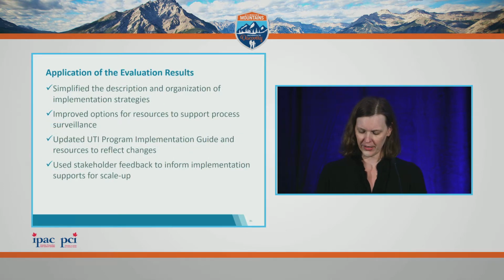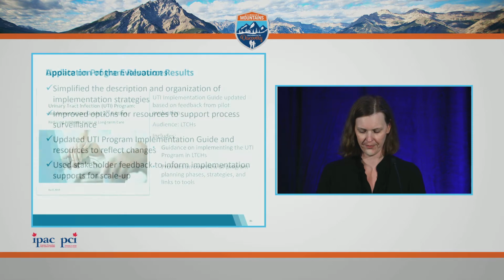We learned from the evaluation that we needed to improve some next steps, and so we spent the last year working through a number of considerations. We simplified the description and organization of the strategies so that people would find them much more user-friendly than how we had listed them before. We improved options for resources to support process surveillance. We updated our UTI program implementation guide and our resources to reflect all the changes and recommendations we had received. An important part was that our stakeholder feedback really informed all of the supports that we could use for scale up as we went forward.